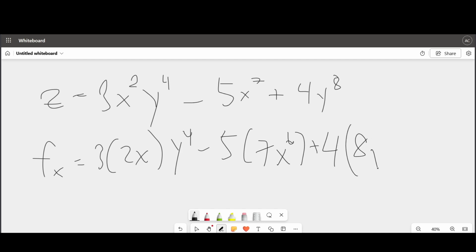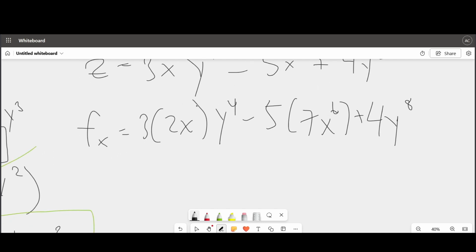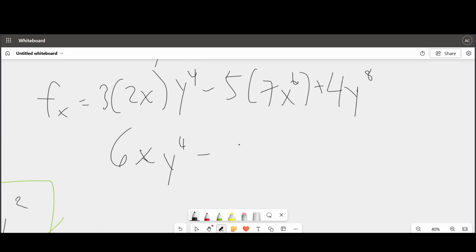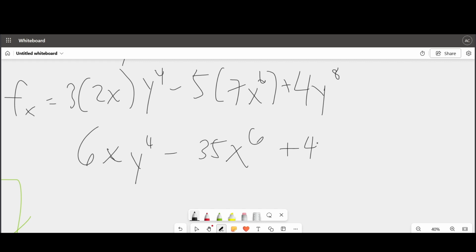Let me just refresh the site. Okay, so we're back. Let me just see if it works here. Yeah, it's working. Okay, so 5, and then we have times 7x to the power of 6, and then plus 4 times 8y. Oh, never mind. I forgot that we are supposed to keep the y variables constant. Okay. So yeah, let's just go from here.